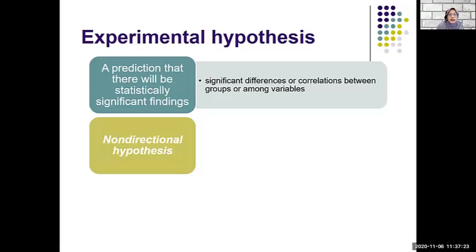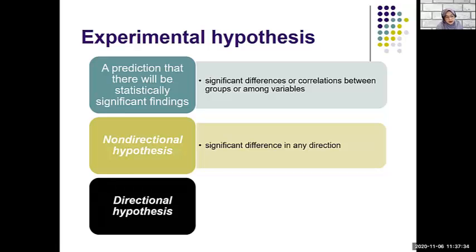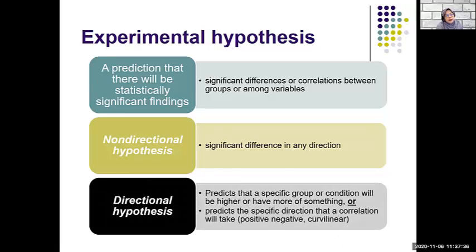So non-directional hypothesis. We will see the significant difference in any direction. Directional hypothesis predicts that a group or condition will be higher or have more of something, or we predict the specific direction that a correlation will take, whether positive, negative, or covalent.